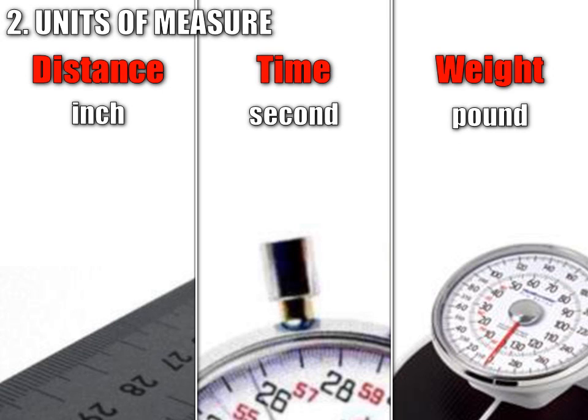So what I want you to do right now on your paper is write down as many distance units as you can think of. You're going to write them all right here. How many can you think of? How many ways to measure distance? And over here, for time, how many units can you think of to measure time? And then finally, how many units can you think of to measure weight? I'll give you a few moments to complete this chart.